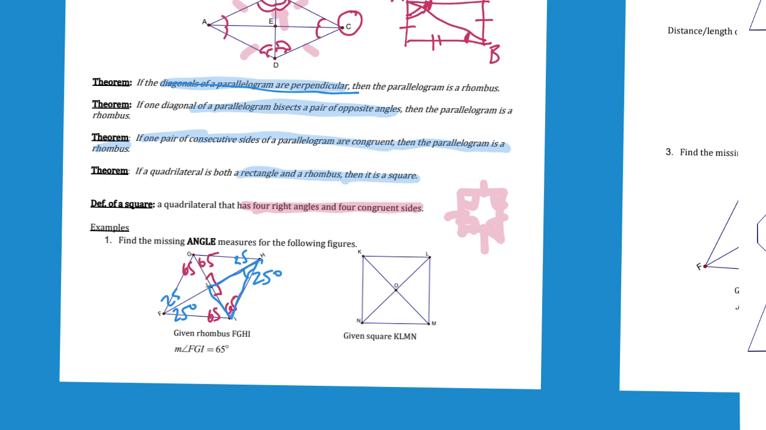Okay, so given a square, this right here, find the angle measures. Well, I don't know any of them. Well, yes, we do. First of all, we know this is 90, and the diagonals bisect each of those angles. Well, that means that each of these is going to be 45 degrees. And this one right here in the middle is going to be 90. So that's good to know what we're working with.